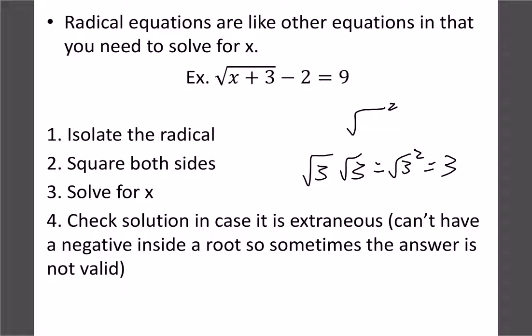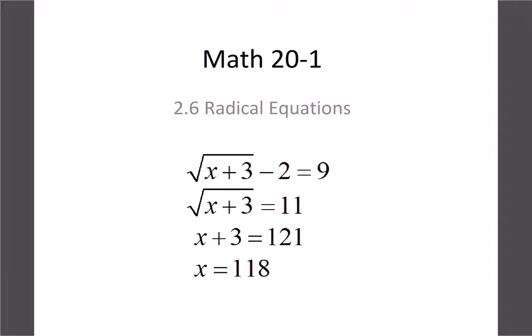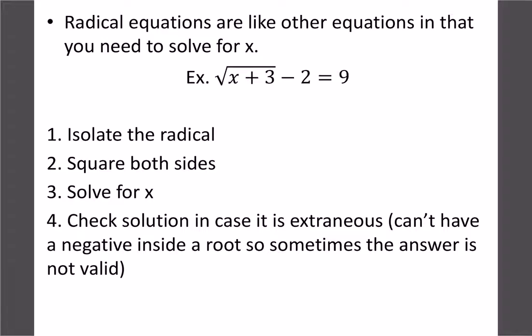So our first trick then, this is the same question from the title page. If we look at the title page, you see we got an answer of 118. So let's go through this one to see if we can get that. The first step is isolate the radical. So we want just the radical by itself. In this case, we need to get rid of the 2. So if we add 2 to both sides, we get root x plus 3 equals 11.